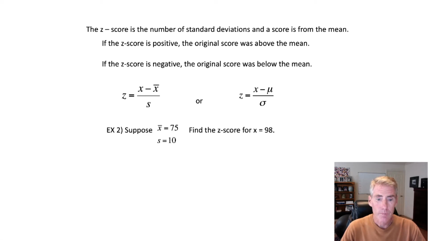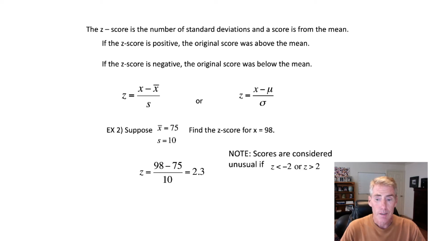Here's an example. Suppose that the class average on a test was 75 and the standard deviation was 10. What's the z-score for the person that got 98 on that test? You just do 98 minus 75, then divide by 10. So that would be 23 divided by 10, or 2.3.